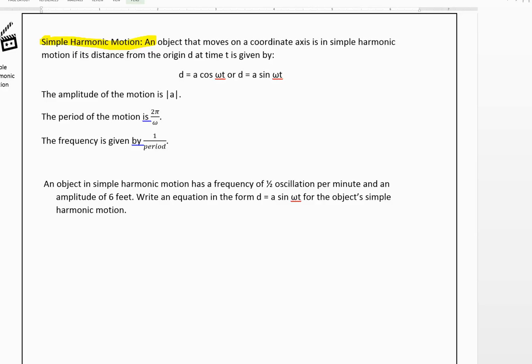If you want to picture something, we have a coordinate axis, just a straight line, and you've got the origin, the 0 point. Then we're looking at how far an object is from that point, so we'd say d. Some things go out and come back, then go out, come back, and that's called simple harmonic motion.